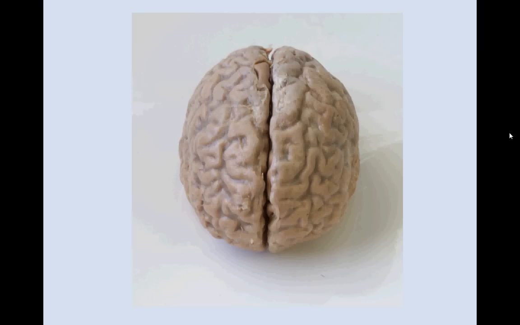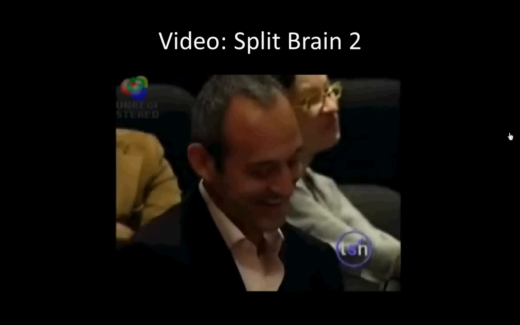The two hemispheres of a split-brain person can process information independently of each other. However, the brain eventually learns to use smaller connections between the left and right hemisphere to avoid conflicts. I have a couple of videos that I'm not going to show in this one, but we'll show them in class.